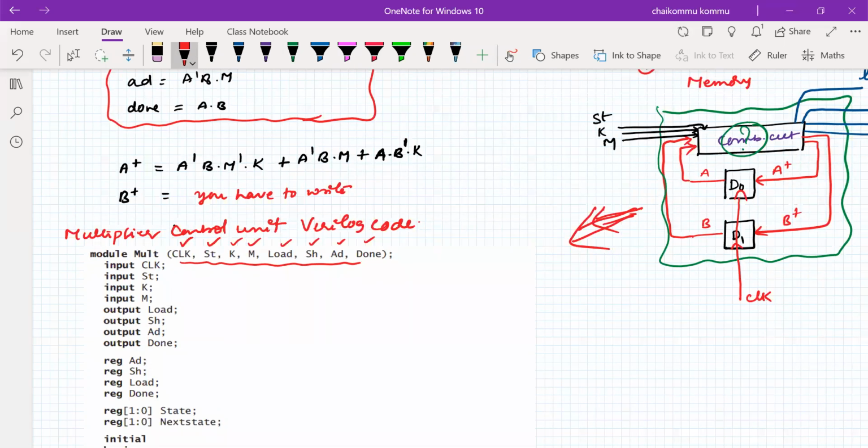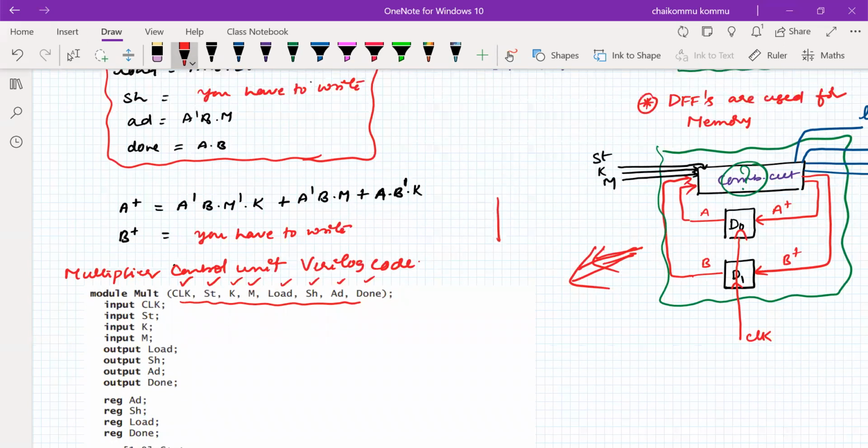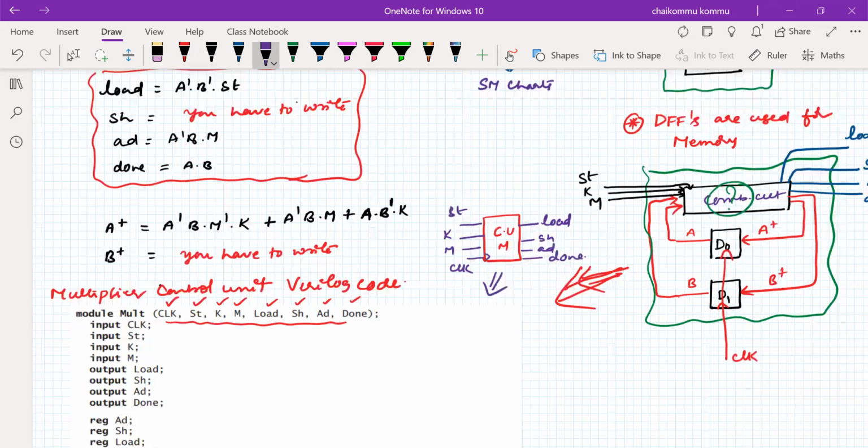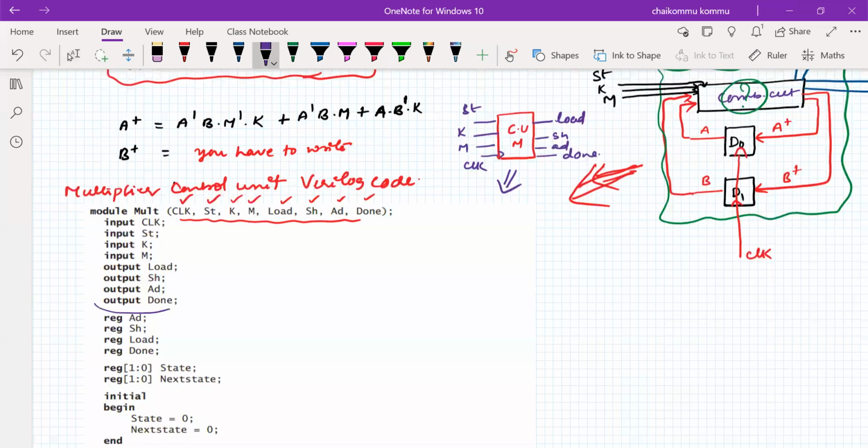Okay, so this is actually our main functionality. For example, here we write the control unit of the multiplier. What are the inputs here? ST is one input, K is one input, M is one input, clock is one input; the outputs are load, SH, add, done. So this is all about the control unit related information. Needless to say, we know how to write all these things.